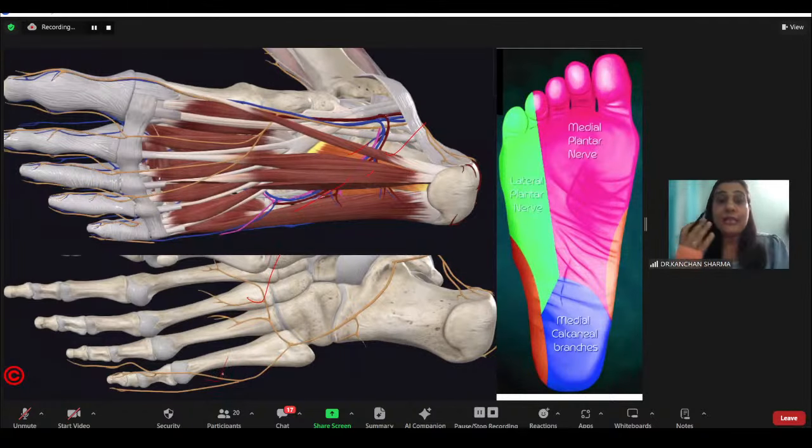So this deep branch will be supplying all the muscles which are not supplied by your medial plantar nerve. So what all muscles are they? You have your flexor digiti minimi, then your quadratus plantae, then all the interossei and all the lumbricals except the first one, because that will be supplied by your medial plantar nerve. And you do have your adductor hallucis, which will also be supplied by this lateral plantar nerve. Now, the superficial branch will be just for the cutaneous innervation, which we have already seen.